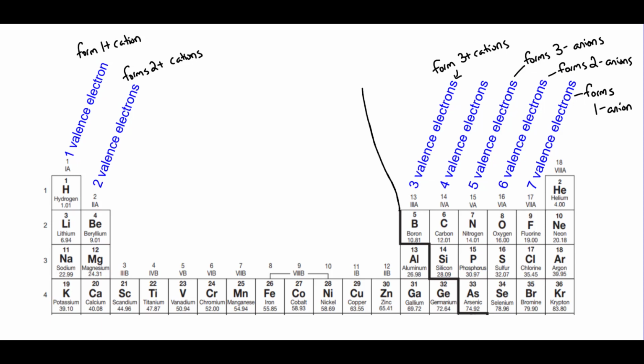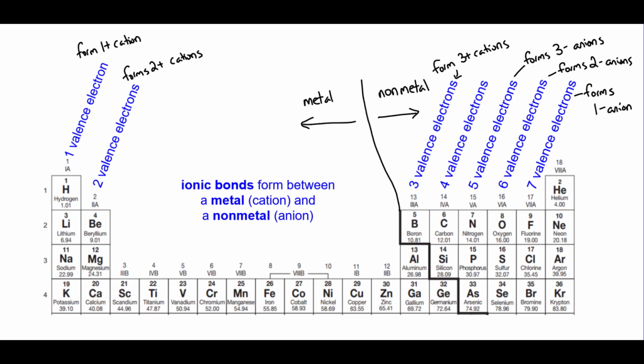Now this stair-step line on the periodic table, everything over here is a metal, and everything over on this side is a non-metal. So to make an ionic bond, you're always going to need a cation and an anion. And so that usually means that ionic bonds will form between a metal cation and a non-metal anion, because you're going to need a positively and negatively charged ion to pull themselves together. Now boron here, for example, is technically a metalloid, but it forms a +3 cation, and so the general rule is metal plus nonmetal, but sometimes it's a metalloid that stands in for a metal.